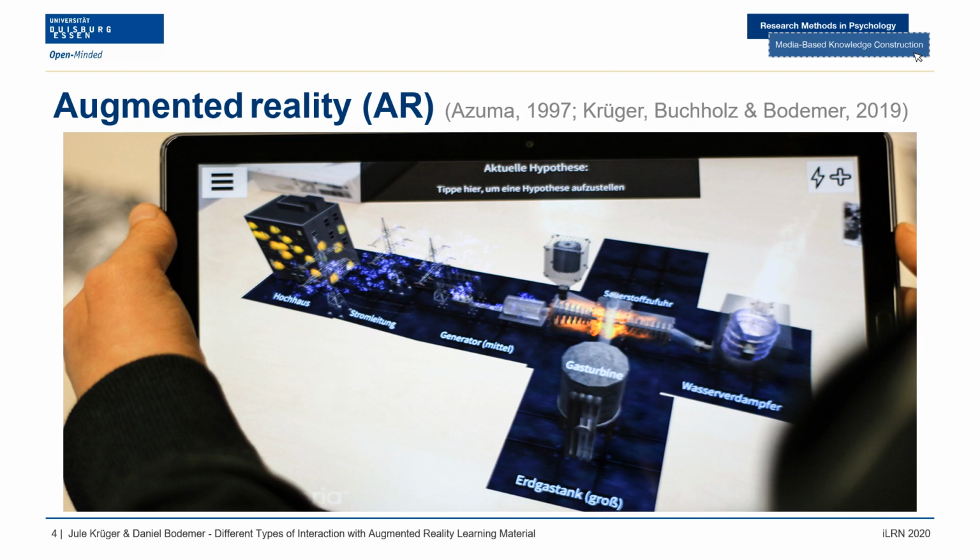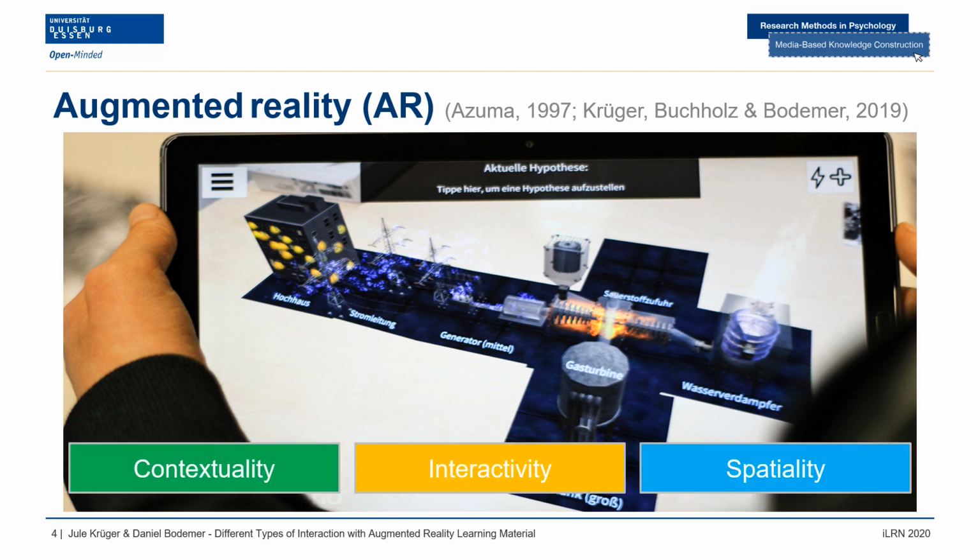AR has been defined by Azuma as a technological system with three characteristics. It combines real-world and virtual elements, the elements are interactive in real time, and the elements are registered in 3D. Based on this, we formulated three characteristics of AR from a human-centered perspective: contextuality, interactivity, and spatiality. I will give you a short overview over contextuality and spatiality before diving into interactivity, which we focused on in the current study.